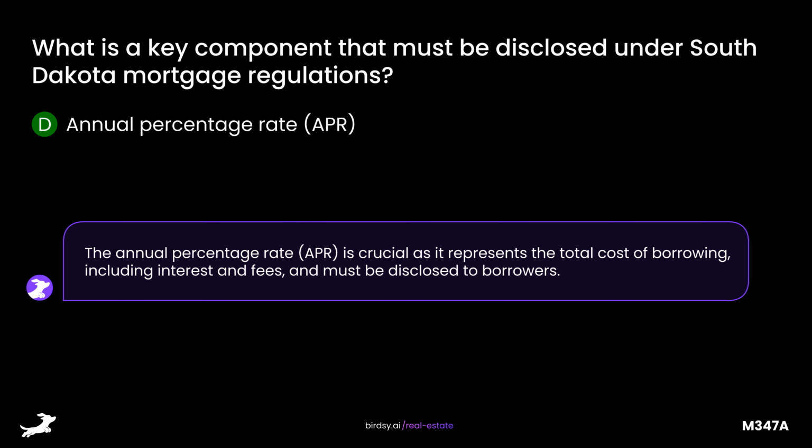The annual percentage rate is crucial as it represents the total cost of borrowing, including interest and fees, and must be disclosed to borrowers.